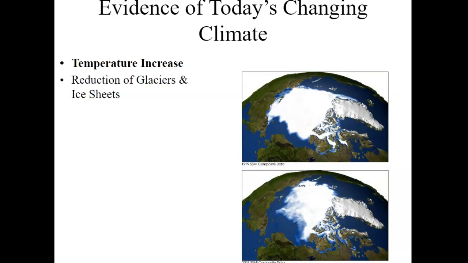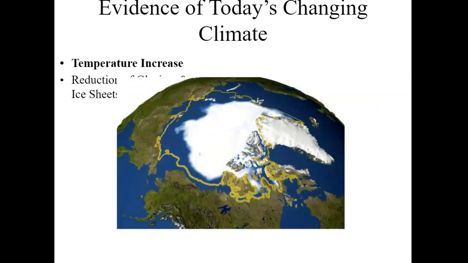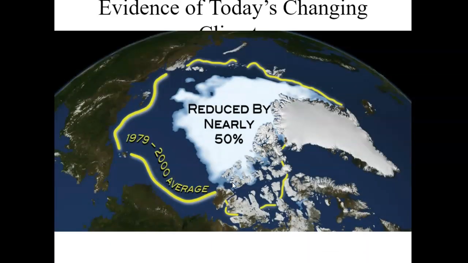Or same time of year at the North Pole. This is an overlay showing the degree of loss in the North Pole of Arctic ice. So reduced nearly 50% from 1979. So the 1979 or 1980 to 2000 average compared to today.